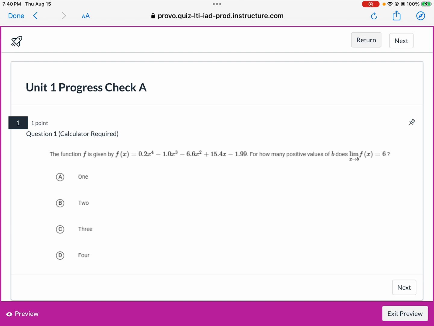So, question number 1. This one always gets students, and I can definitely understand why. The function f is given by the following function. For how many positive values of b does the limit as x approaches b of f of x equal 6? So let me take this expression right here. I'm going to focus on the part where it says for how many positive values of b does the limit as x approaches b of f of x equal 6. That's what students don't really understand what it's asking.